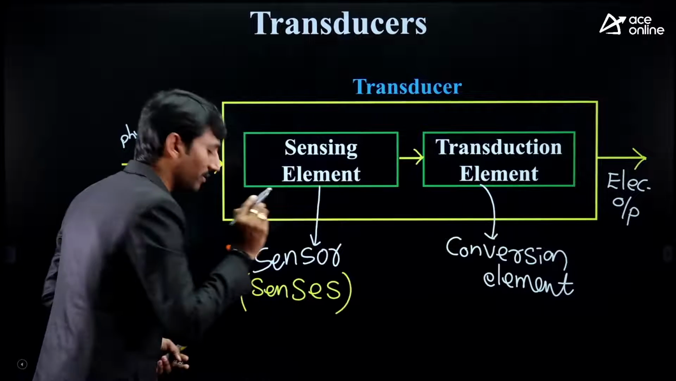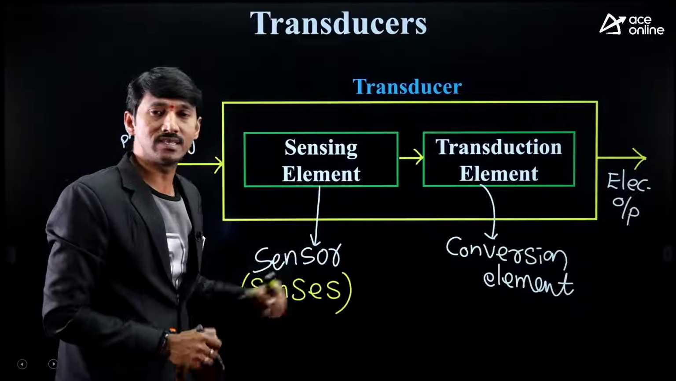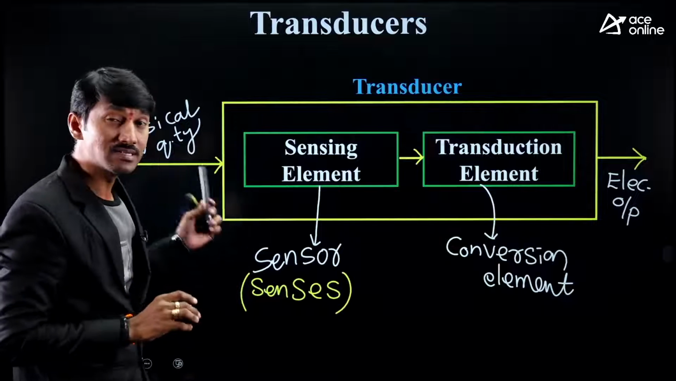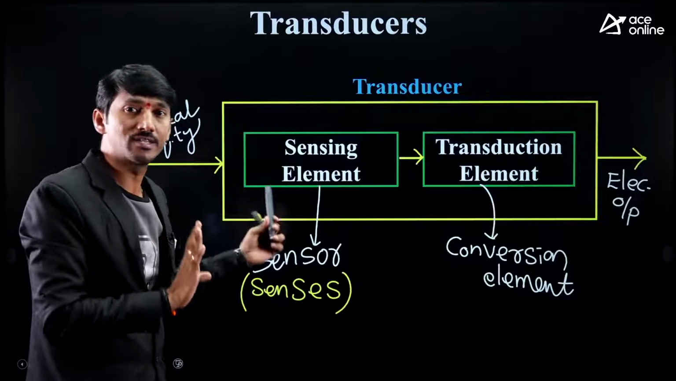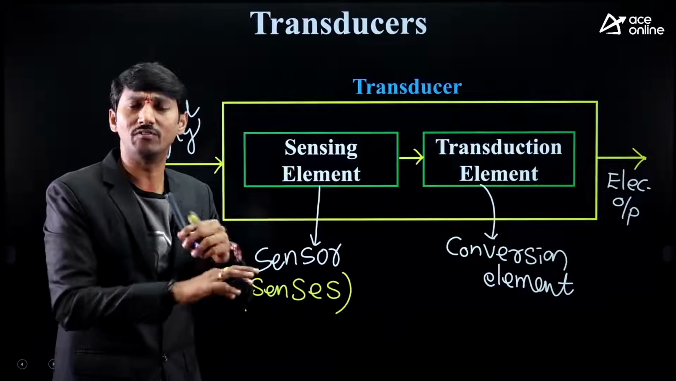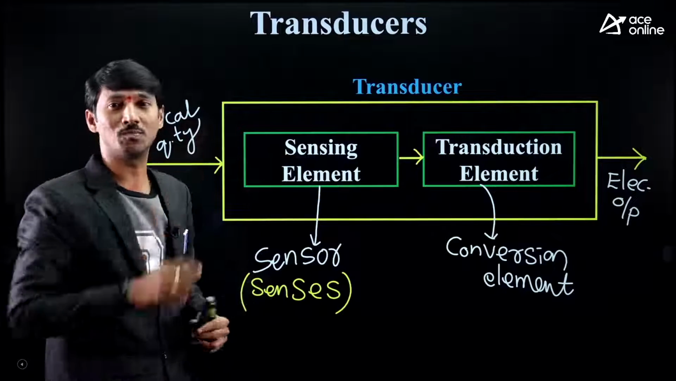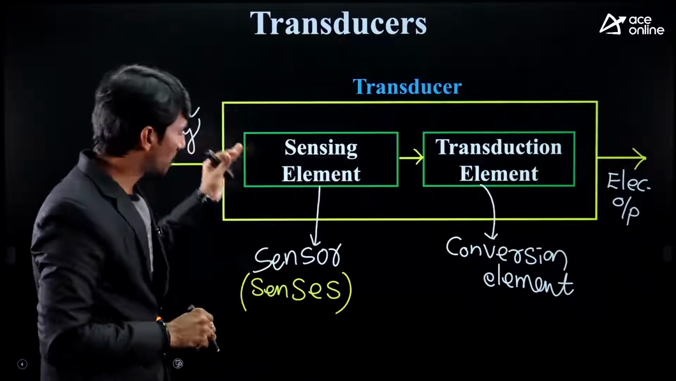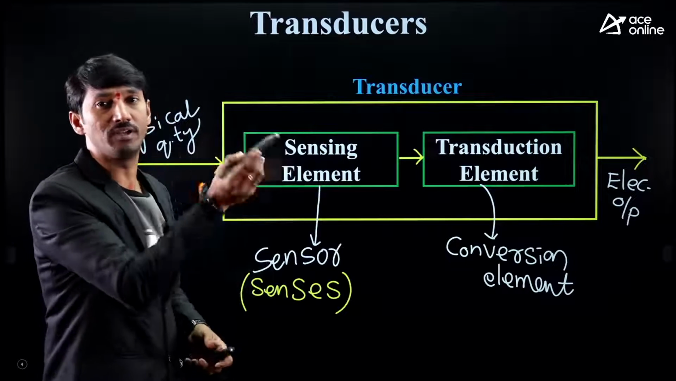We can also write that a sensor responds to the corresponding physical quantity, but a transducer converts. This is very popular, that's why I'm repeating this point. Now, based on this entire block diagram, let us proceed with the differences between these two.